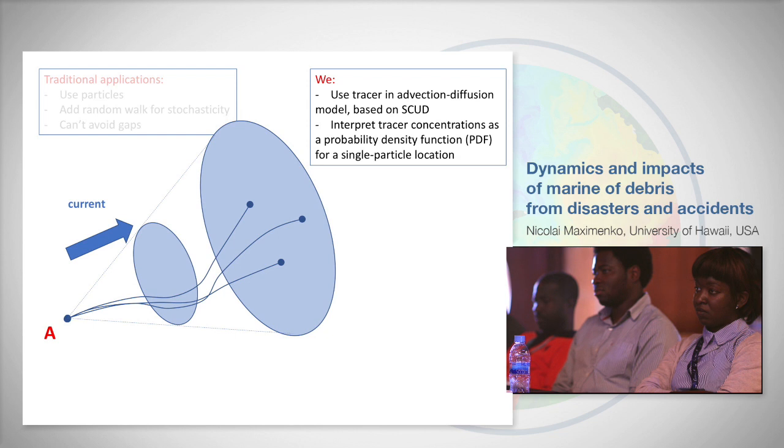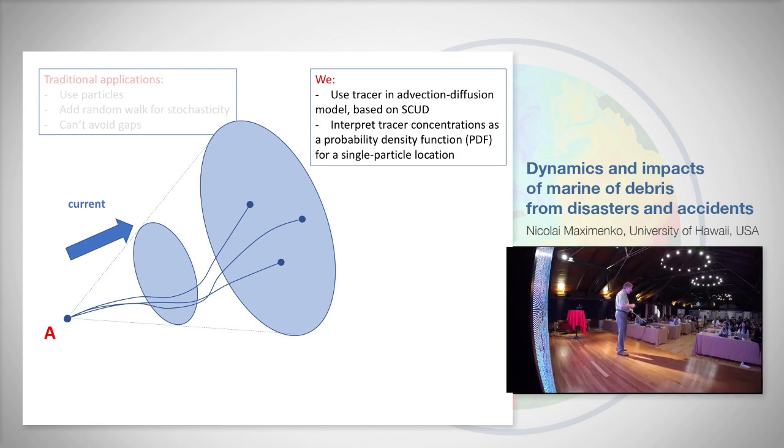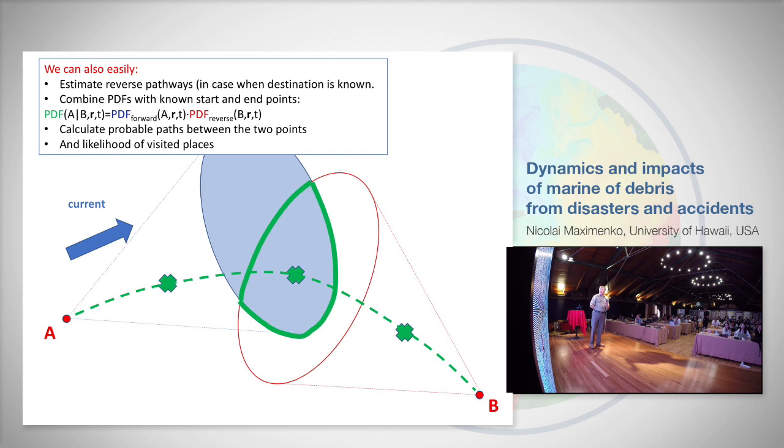We release dye at a start point, and then we interpret the concentration of this tracer as a probability density function for model particles to come to this location at this time. This gives us the opportunity to use the powerful mathematical apparatus of probability theory. Now, with this PDF, we can calculate the probable trajectory and probable parameters such as sea state, temperature, salinity, anything along this trajectory.